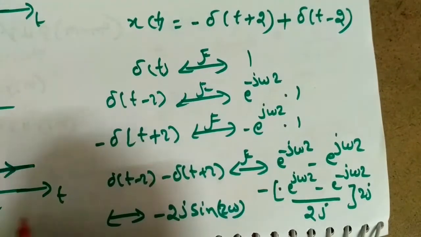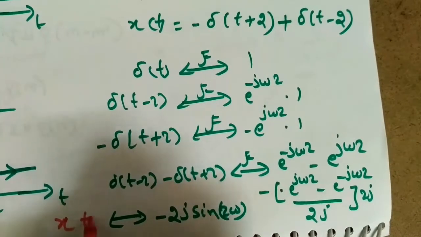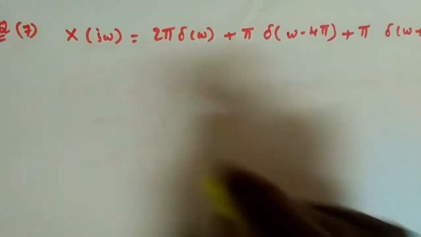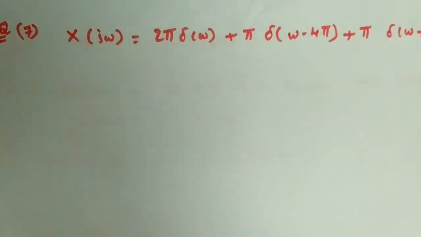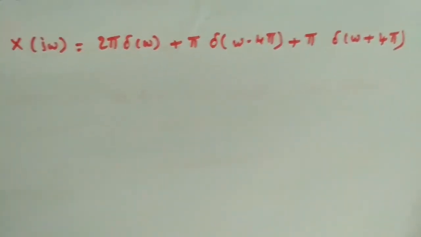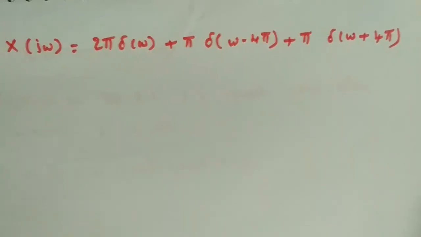So this is the x of t. What is the Fourier transform? One more question: x of j omega is given. Now we need to find the inverse Fourier transform. So x of j omega is given as 2 pi del omega plus pi into del omega minus 4 pi plus pi into del of omega plus 4 pi.